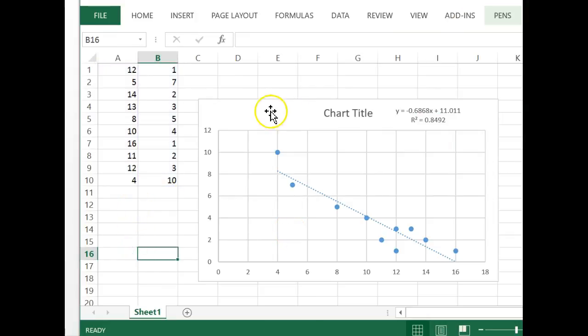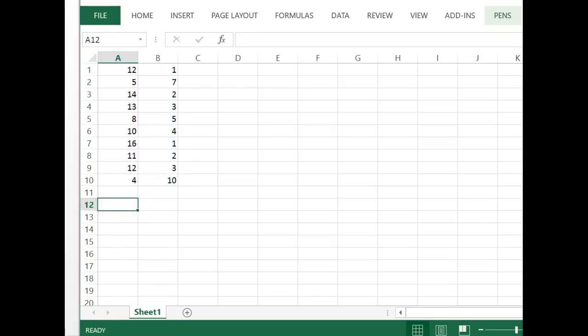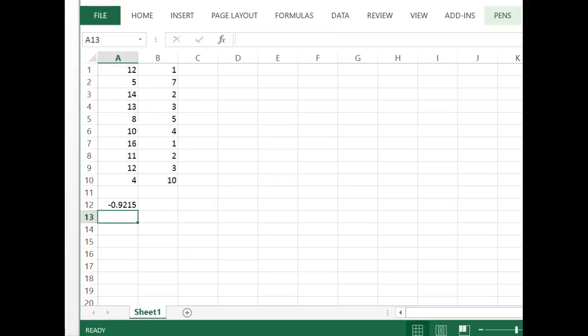Another way to get it, probably even easier. So in this cell down here, I'm going to type in equals, and I typed in CORR, and notice it pops up CORREL, returns the correlation coefficient between two data sets. So double click that, and then it says, tell me your x's. So I click and highlight. Alright, and then it wants a comma, and then it wants the y's, so I highlight those, and then enter, and there's the correlation coefficient.